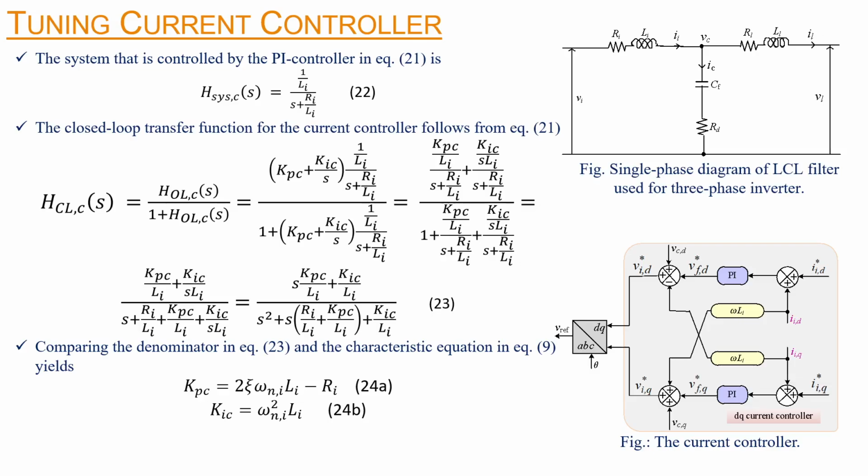So the system that is controlled by the PI controller is this much, and the closed loop transfer function for the current controller, following from equation 21, is this much. Now we compare this closed loop transfer function with the characteristic equation, so we will get KPC and KIC. The characteristic equation is s square plus 2 zeta omega n s plus omega n square. So zeta is taken as 1.1.